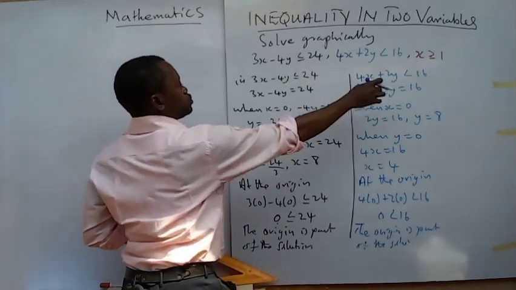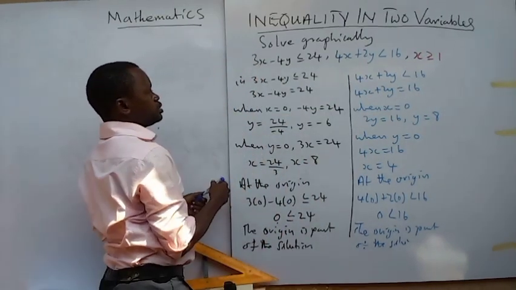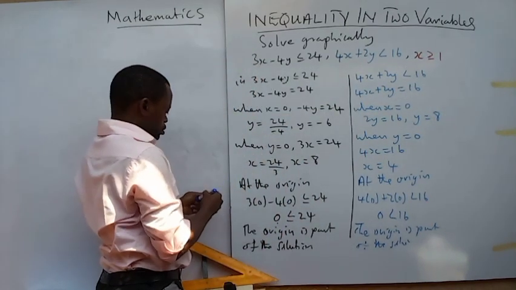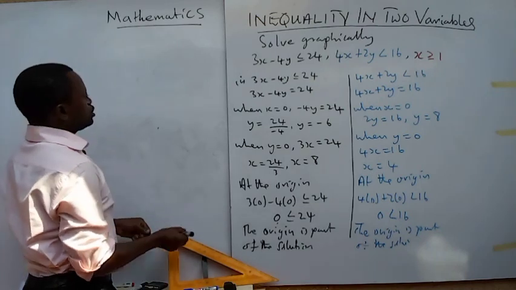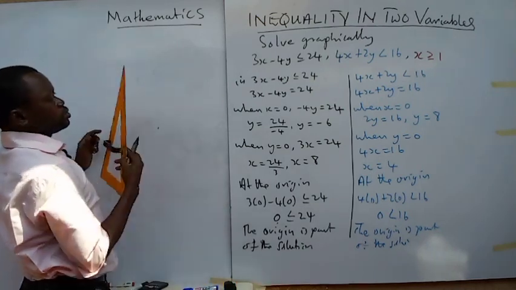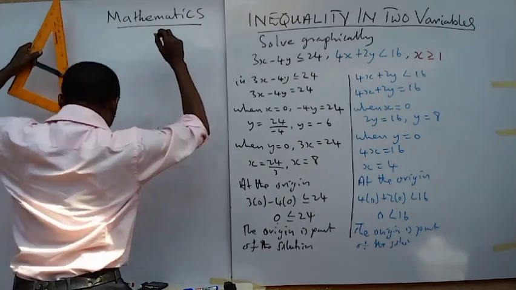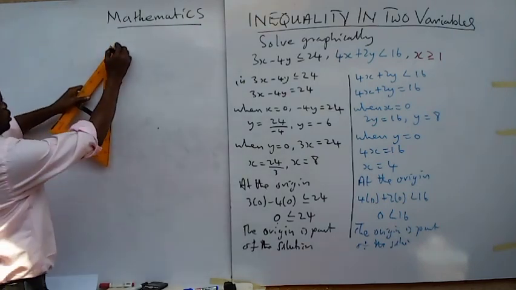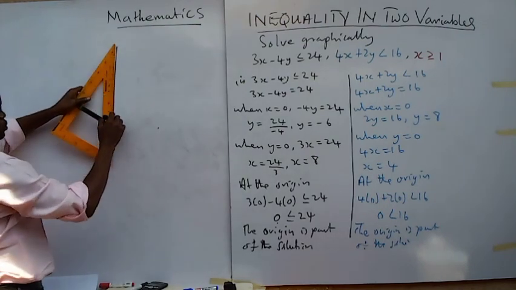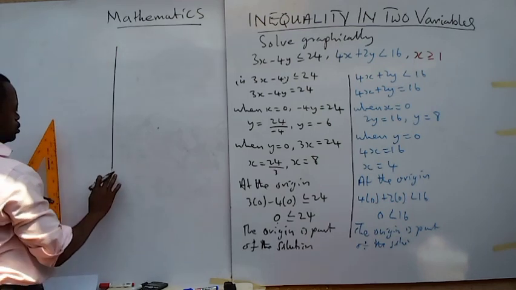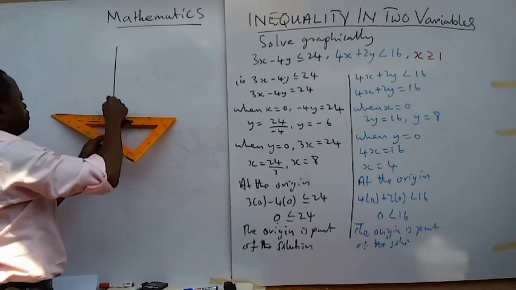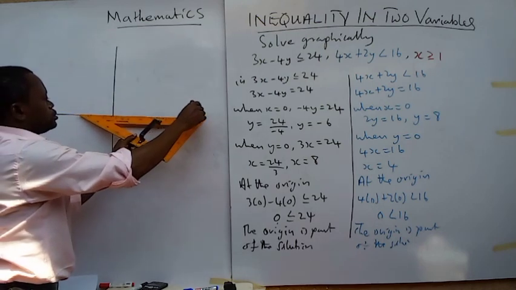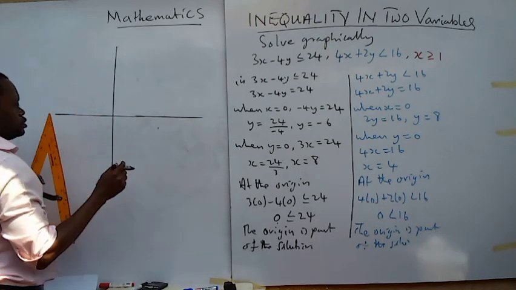For this last one, we don't need to do any solving: x is greater than or equal to 1. We can quickly bring all these together and show them on a graph. Let's have our graph on the Cartesian plane, so you can show these values and then map out the area that satisfies the inequalities.